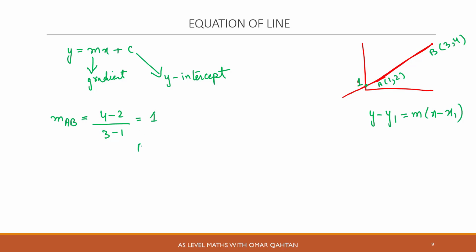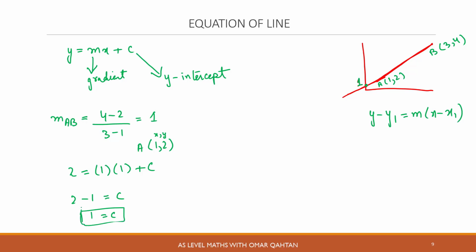So I am considering this coordinate A(1, 2). So y equals 2, m is 1, and x is 1 also. You could see here, this is your x and y right now, and we have to find the value of c first. So 2 minus 1 is equal to c, and c is equal to 1.